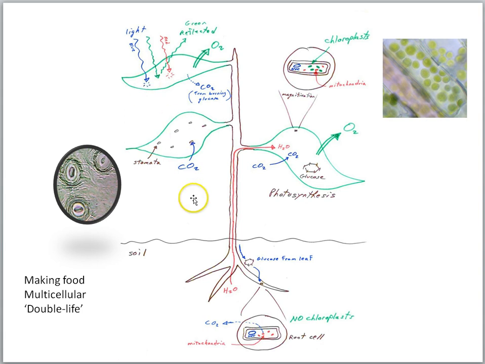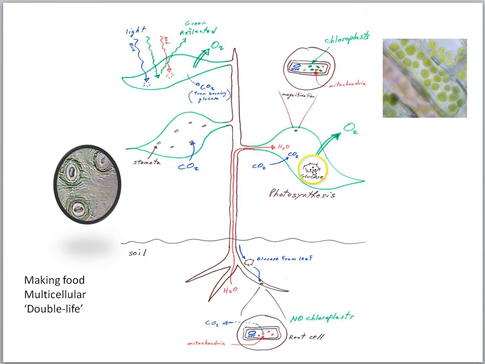Now you'll recall that Schleiden, that botanist in the 1800s who argued that plants were multicellular, had this idea that plant cells live a double life. Let's take the leaf cell here. Now the leaf cell is doing something really valuable for the plant. It's building glucose from water and carbon dioxide.